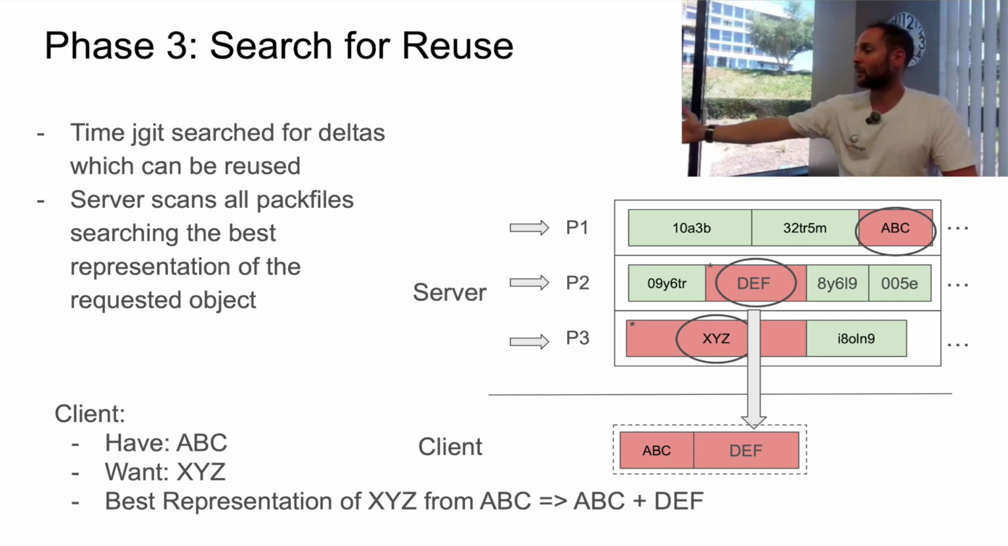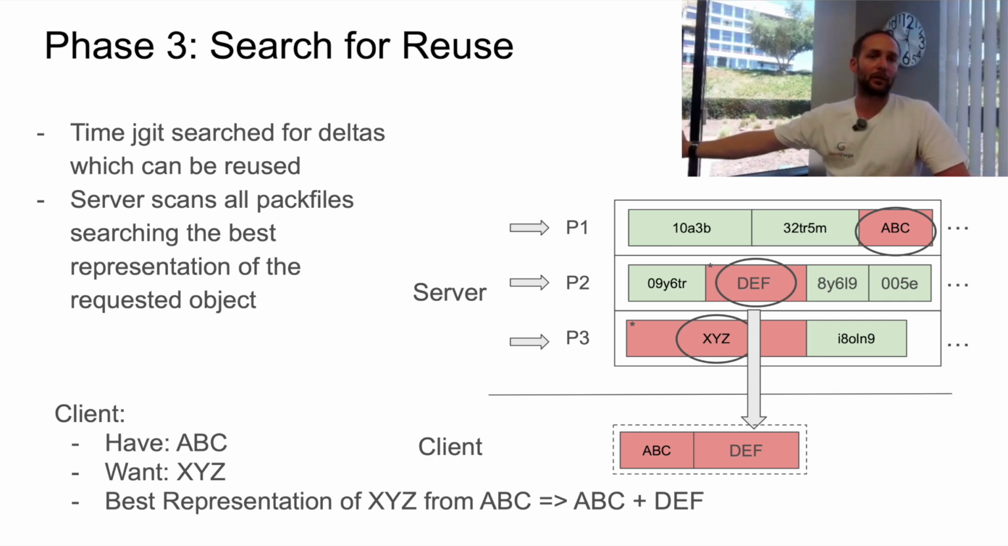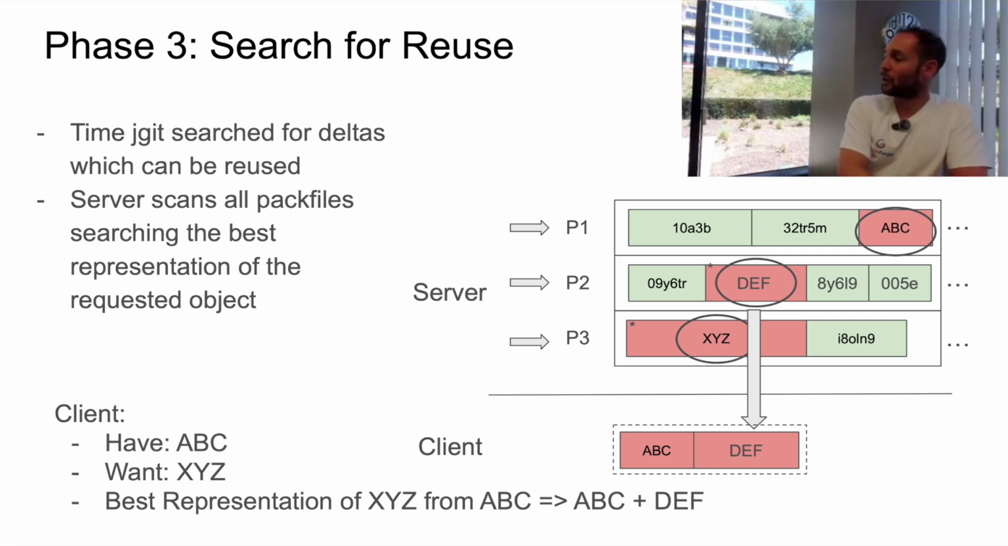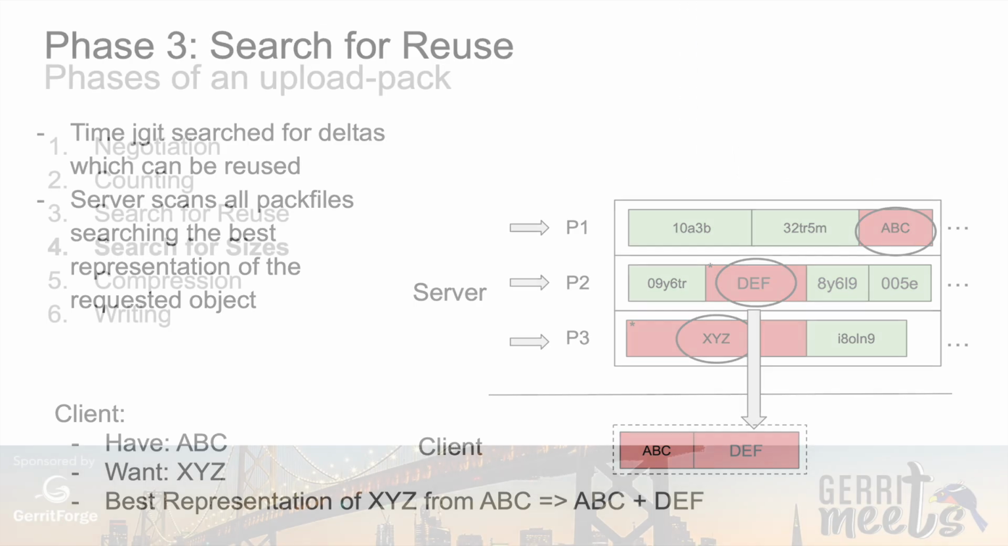Now, the server could just send XYZ, but that's going to be a bigger, more inflated representation of that same object that he knows he can build by just doing ABC plus DEF. He knows that the client has ABC, so it figures out that it only needs to send the DEF, the delta, to the client for it to be able to reconstruct the object. So yeah, this is pretty cool.